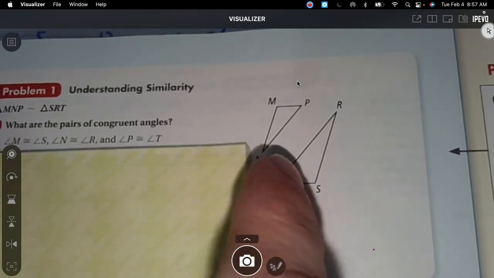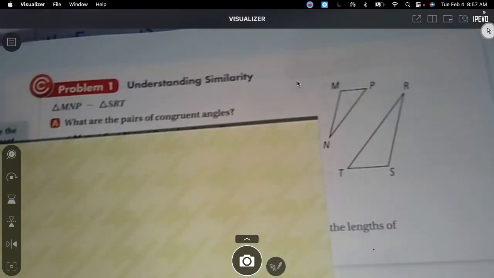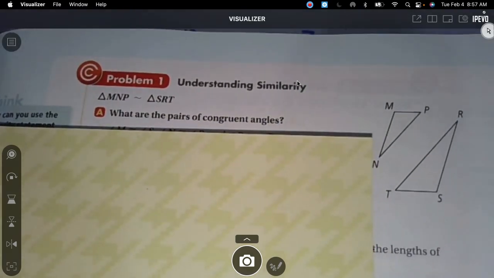All right. I'm trying to cover the answers. Okay, here's your 2 triangles. Now, they state what's similar. Notice the order matters. We remember this. We've done this with congruence before. Okay, now these are similar. So what are the pairs of congruent angles?